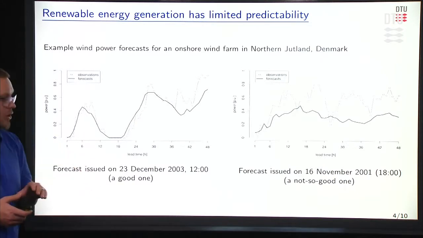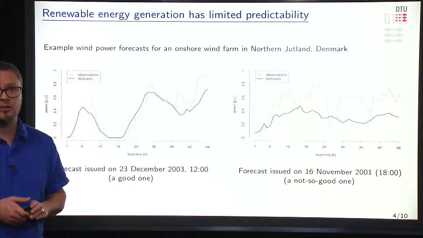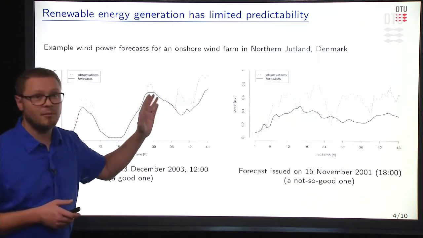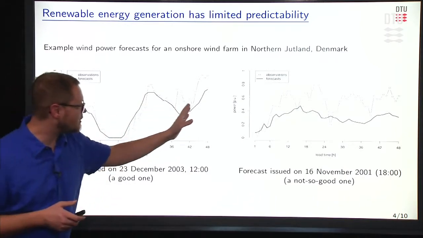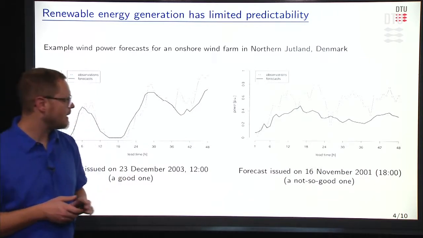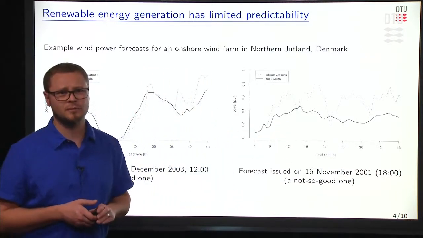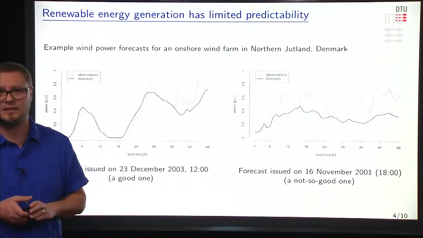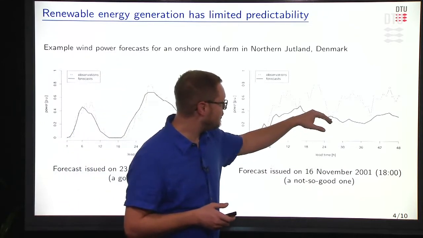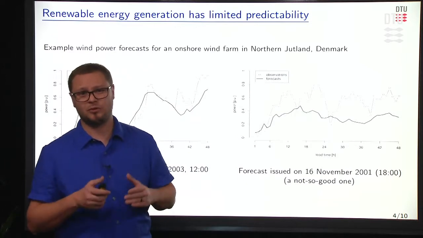On the left side, on the 23rd of December, you have the example of a very good forecast. You can see that the trend is right, the amplitude is right, unless maybe you consider that this end of the forecast is not so good. But I can tell you this is a damn good forecast. On the other side, the forecast for the 16th of November is not so good. The trend is not right, the amplitude is not right, and you can see that between the forecast and the actual measurements, sometimes it's just simply double.